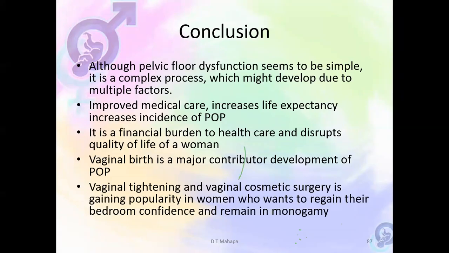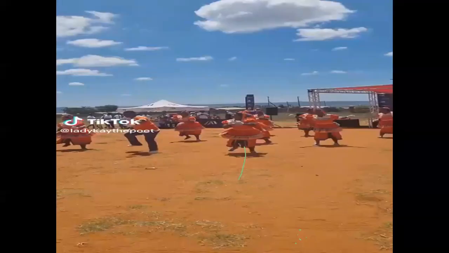It improves medical care and life expectancy of women. Women live long, so we'll have more of these conditions, and they'll put financial burden on the individual and the state. And we can't stop vaginal birth and say all people must deliver by cesarean section. So the advent of vaginal tightening and vaginal cosmetic surgery is an in thing that women should utilize to counteract the effect of vaginal birth. Women don't want to deteriorate.